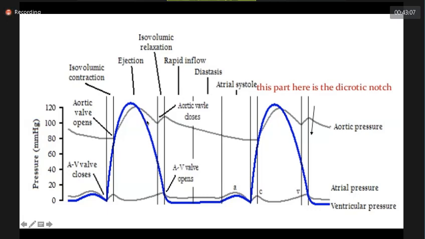Then the aortic valve closes here, and you will definitely see a notch here. Some people call it the incisura also. So this is called ejection. Then this descending limb is the isovolumic relaxation phase. Then you will have diastole here. So please remember this with reference to the cardiac cycle, the pressure waveform, as well as the ECG.